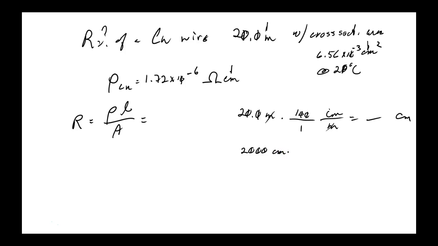Okay? They write it as 2.00 times 10 to the third centimeters. Why don't you write 2,000? Knowing that 2 zeros are significant, the last one is not. So the rho they gave us, 1.72 times 10 to the minus 6 ohm centimeters.